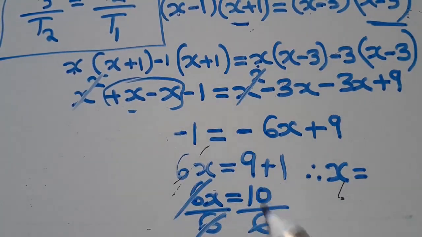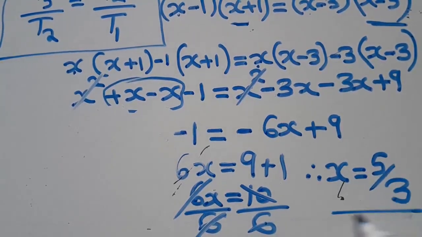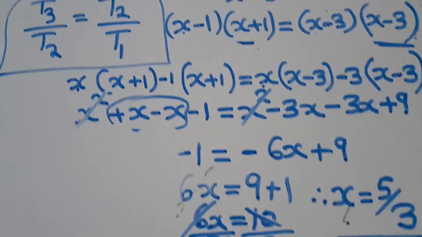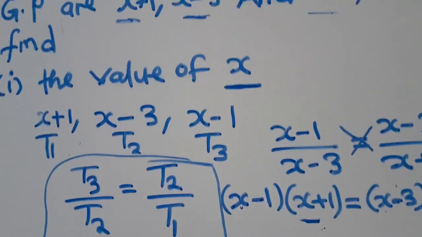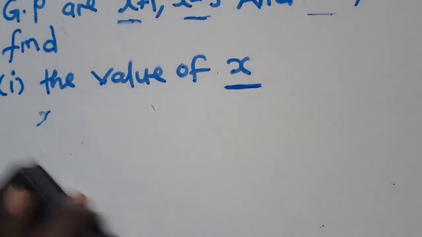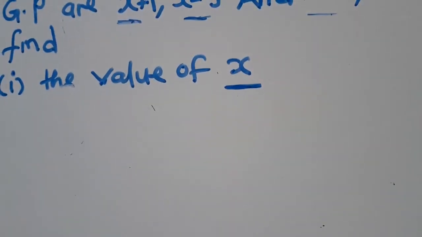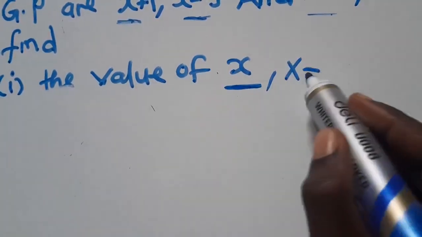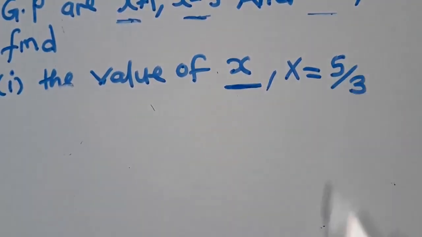Which number can go into 10 and 6? It is 2. 2 into 10 is 5, 2 into 6 is 3. So this is the value of x. That's how you need to find the value of x. These are the procedures you need to do. So we've calculated the value of x. We know that x is equal to 5 over 3.